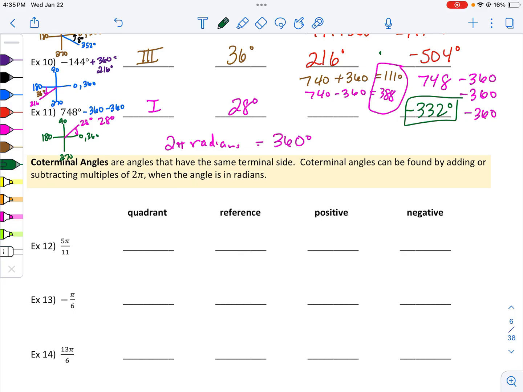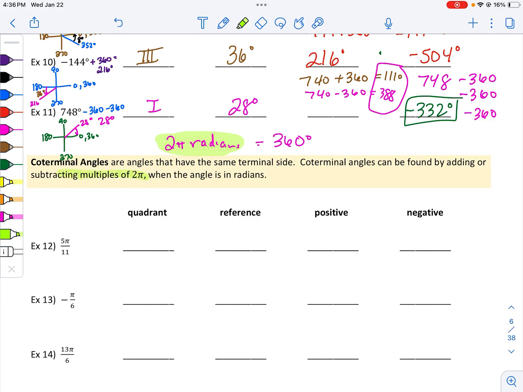We're going to have lots of fractions today, but we'll work with them and try to make them as easy as possible. All right, so yesterday we talked about quadrants. We talked about reference angles. Remember, it's how far it is to the closest x-axis. And then we talked about how to find positive and negative coterminal angles. Yesterday we added 360 degrees or subtracted 360 degrees to find those coterminal angles.